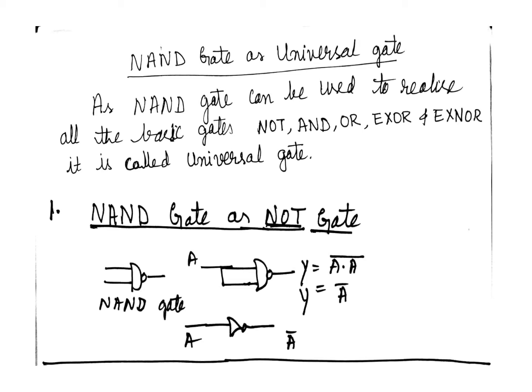Now I am going to deliver a lecture on NAND gate as universal gate. NAND gate can be used to realize all the basic gates: NOT, AND, OR, XNOR and XOR. That's why it is called the universal gate.